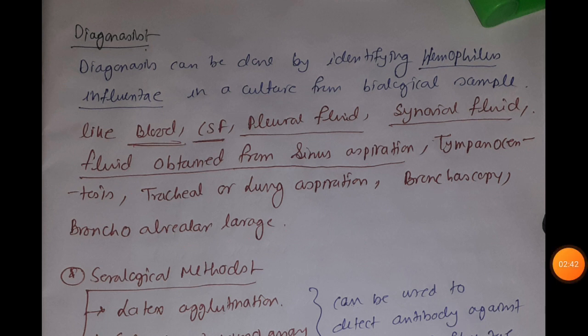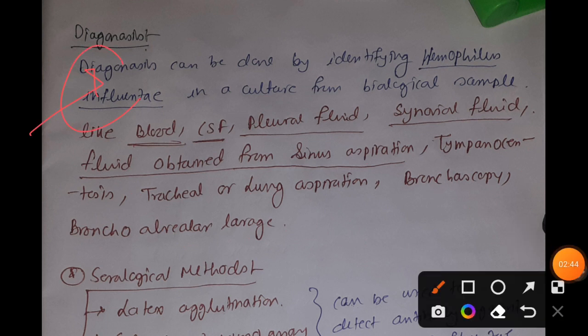So that is the biological aspect. We are culturing biological samples in an appropriate medium. And from what types of samples are we taking? We are taking blood, cerebrospinal fluid, fluid from sinus aspiration, pleural fluid, tracheal or lung aspiration, bronchoscopy, bronchoalveolar lavage and tympanocentesis samples.